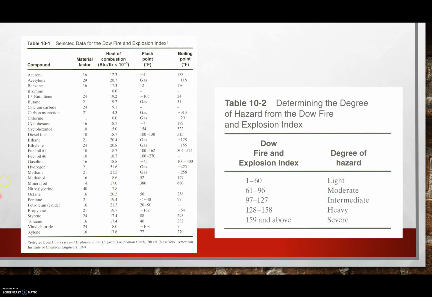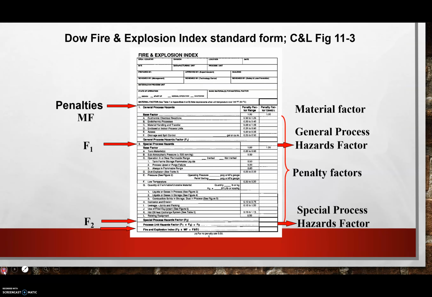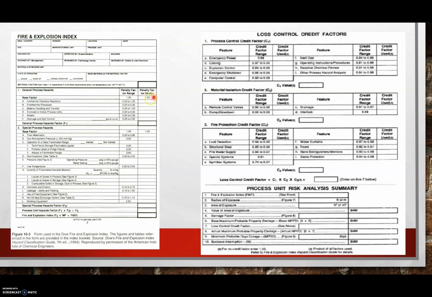So after you make your calculation from your form, this is the formula for your FEI index. Okay, you have your F1, this is your general hazard factor. Then you have your special process hazard factor, F2. After you give all the credits and penalties, the penalties and credits involved here will be calculated into F1 and F2.